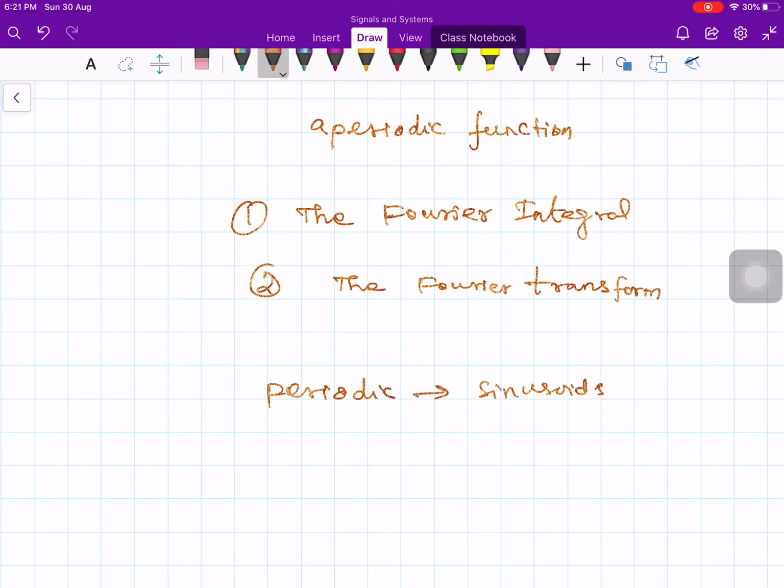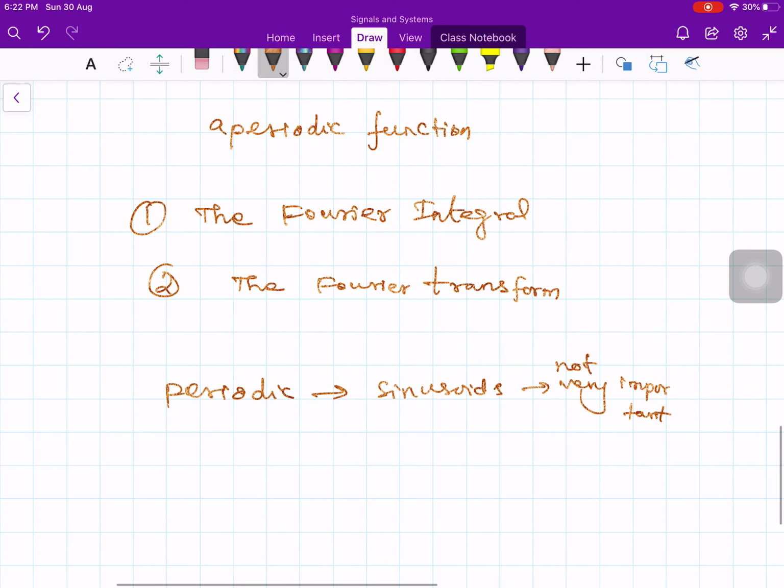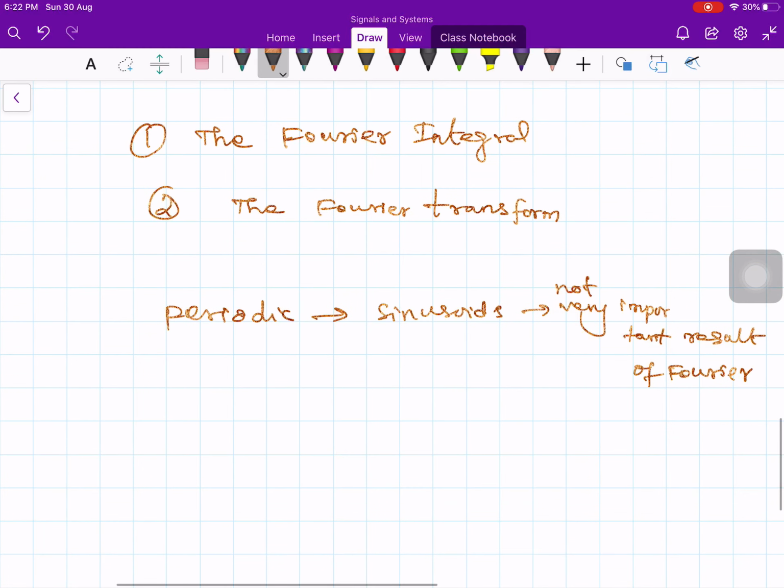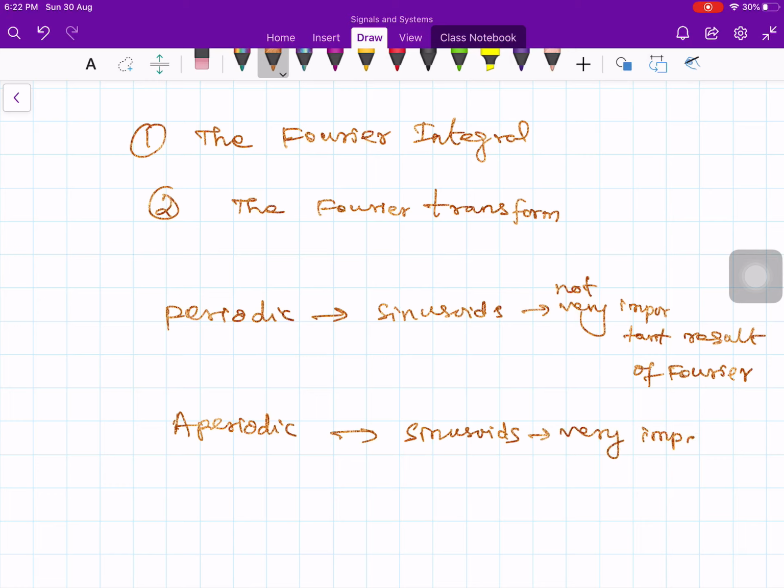So a periodic function being represented in terms of sinusoids is not a very important result of Fourier. But what he proposed is that even aperiodic signals can be represented in terms of sinusoids. This drew so much attention to the work. It is a very important result, and this is what we are going to study under the topic of the Fourier transform.